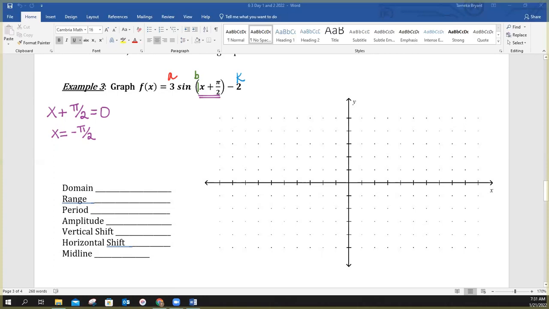So I have a horizontal shift, and your horizontal shift can also be called your phase shift. It's -pi over 2, which means I'm going to go to the left pi over 2. And remember, pi over 2 is 90 degrees. So that means that my wave, which would start here, is now going to shift to the left pi over 2. So it's going to start here. That's where my wave is going to begin.